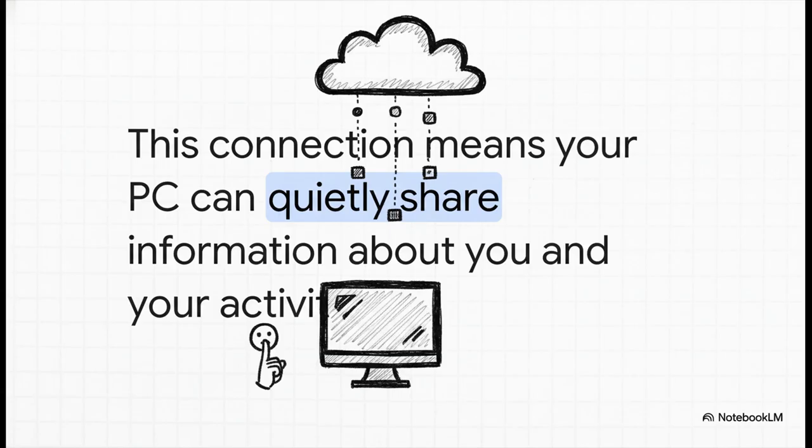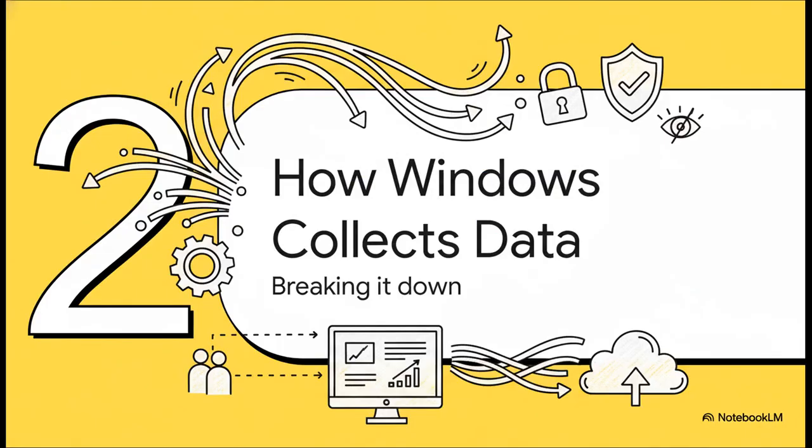Now, because of that constant connection, it means your PC can, and often does, quietly share information about you and your activity in the background. This is just a core part of how modern operating systems are built, and it's something we should all be aware of. All right, so how exactly does Windows gather all this data? Let's break this down into a few simple parts so we can see what's actually being shared.